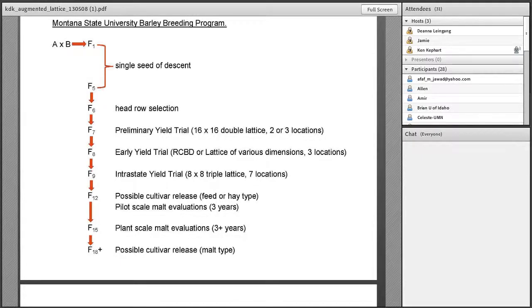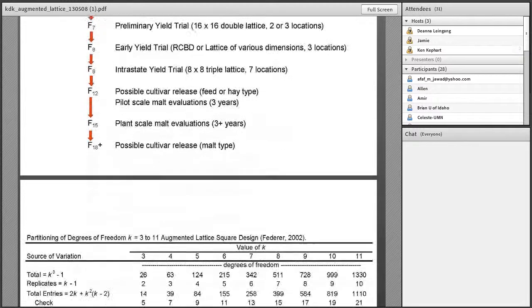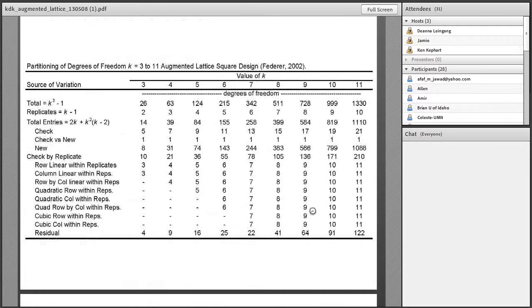And again, this is a double lattice, so it only has 2 replications in the study. And then in almost every step of the way, this proceeds to an early yield trial. Most commonly, this is an 8 by 8 lattice with a limited number of replications, 2 or 3.